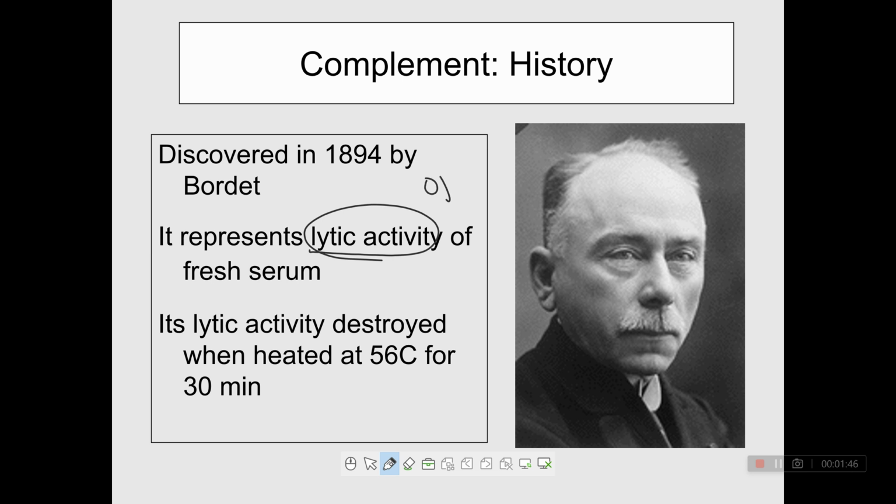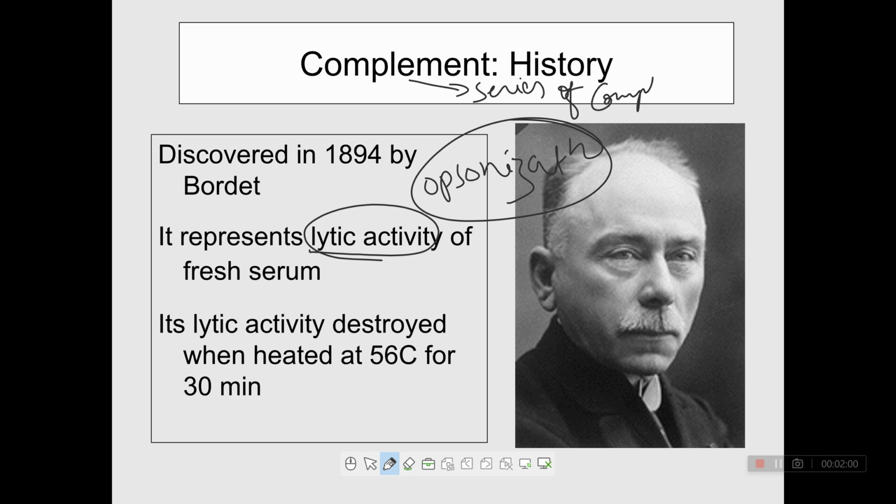Opsonization. What happens in this? A series of complement proteins will be activated in this process. It represents the lytic activity of serum, and this lytic activity is destroyed when heated at 56 degrees Celsius for 30 minutes. So this is the history of the complement system.